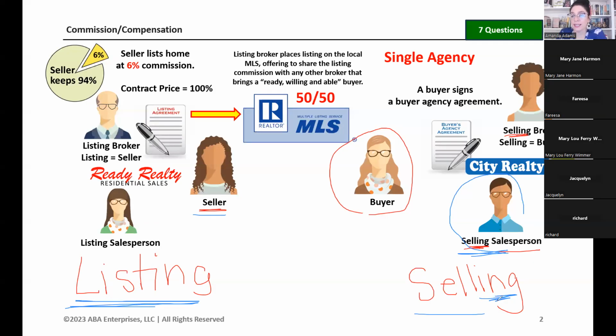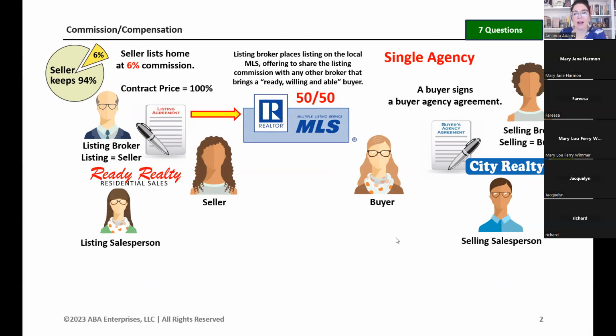So you see selling side, selling broker, selling salesperson, selling company. That's the side working with the buyers. Everybody got that? Make a note of it. This is a real estate term that we use in the real world.